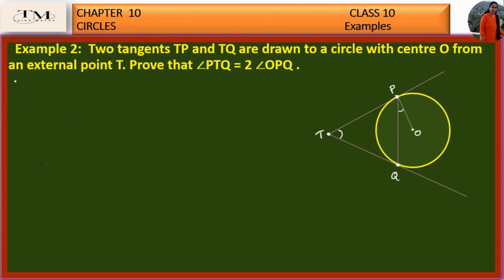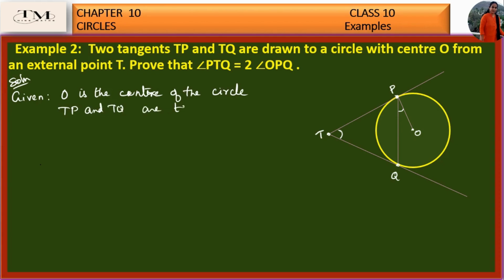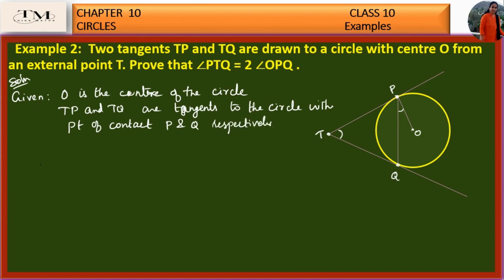Okay. So let us start this solution. First let us write what is given. O is the center of the circle. This is given. Then TP and TQ are tangents to the circle with points of contact P and Q respectively. So these are the things given. This T is an external point. External point means it is not in the circle, so it is outside the circle. T is an external point.